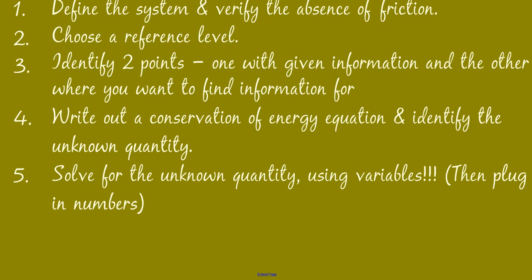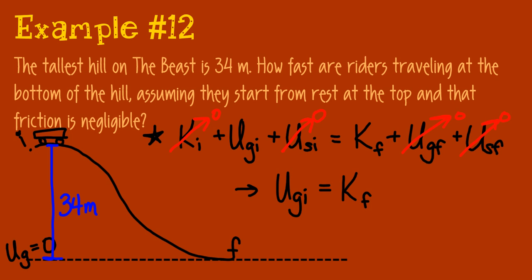Step 5 is to solve for the unknown quantity using variables and then plugging in numbers. So I'll start with that by plugging in my expressions for gravitational potential energy and kinetic energy. We know gravitational potential energy is mgh, and that's an initial height. And kinetic energy is 1/2 m v final squared. You'll notice in the problem we weren't given mass as one of our known values, and that's an okay thing, because if I divide both sides by mass, I find that mass cancels out.